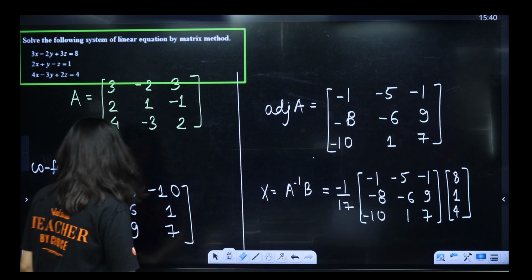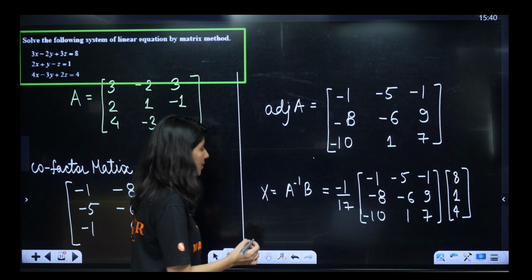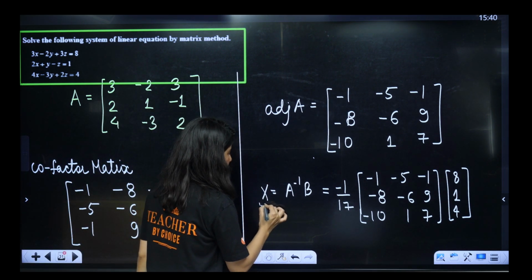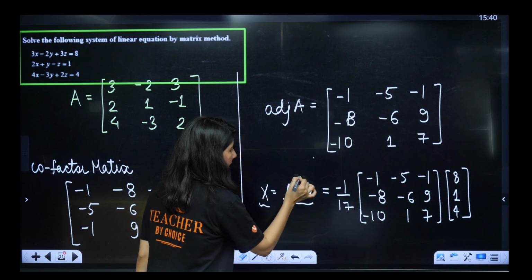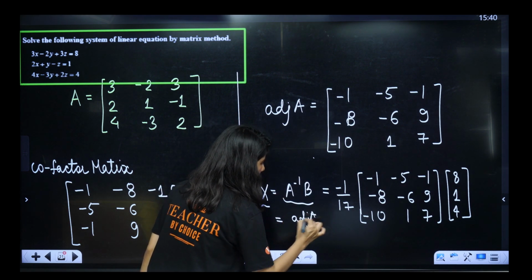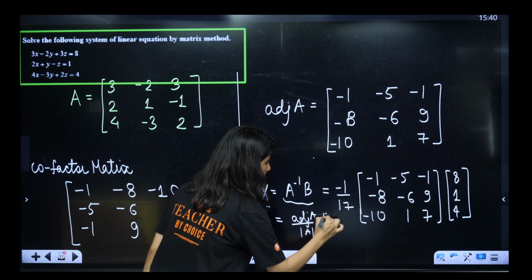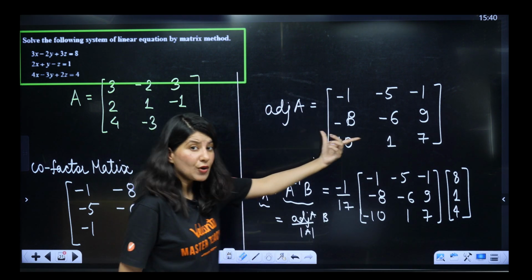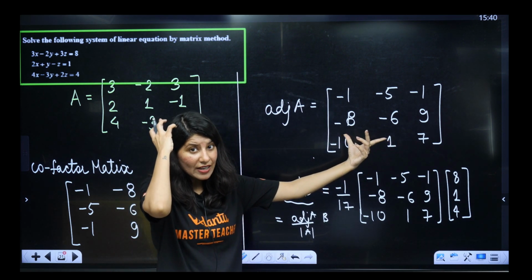Now, what was the formula? Let me go back. The formula was X is A inverse B, and this A inverse is nothing but adjoint A upon determinant A, and then B. So, this is your adjoint A. Let us plug in all the values in the formula.